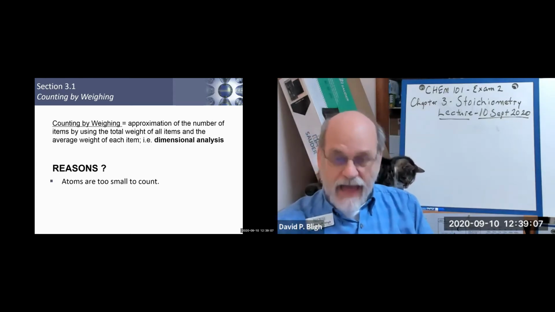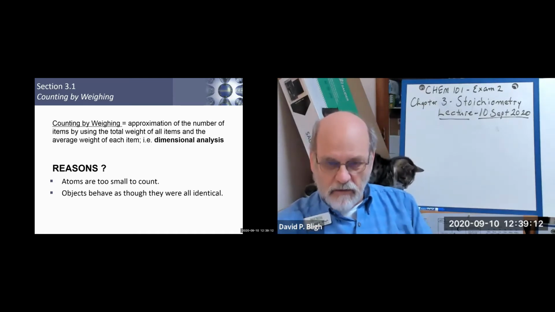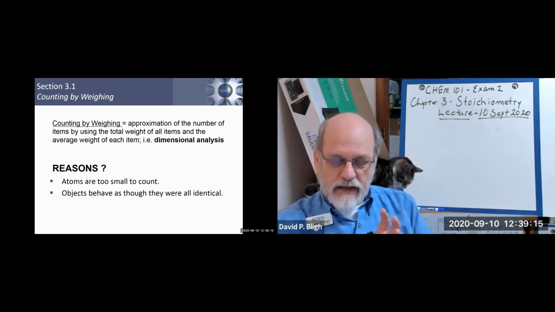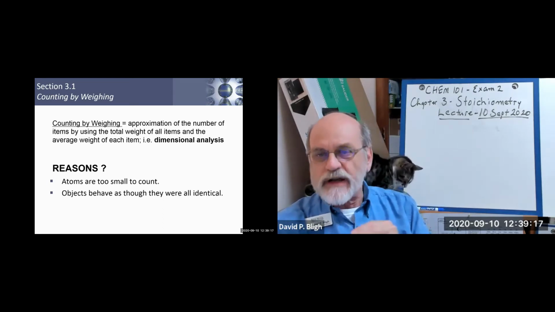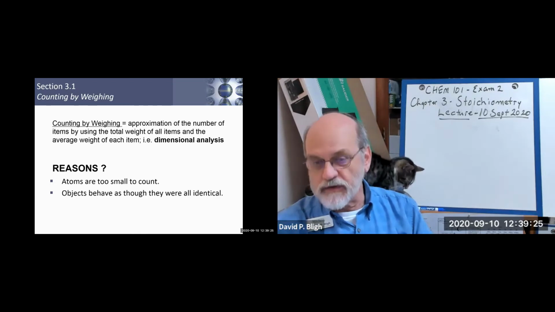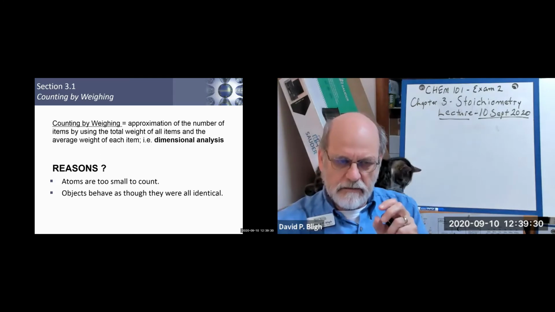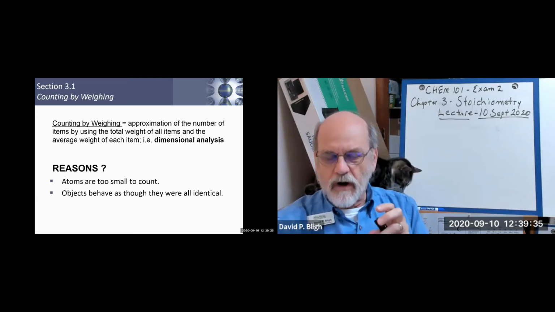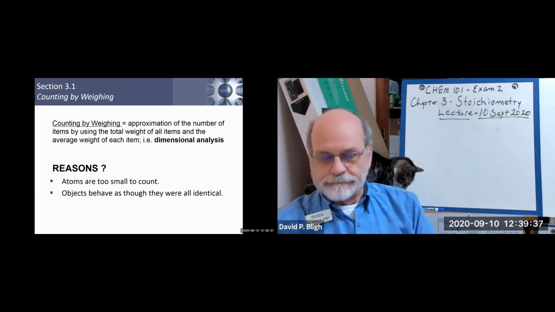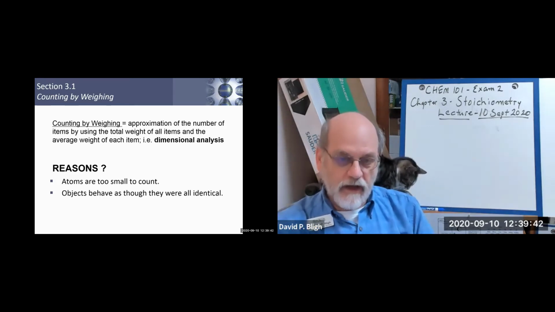So atoms are too small to count. I covered that already. The objects that we're interested in, the atoms and the molecules, we have to assume that they behave as if each one were identical to the other. And what I mean by identical is that the masses are averaged. That'll become obvious in a couple of minutes.